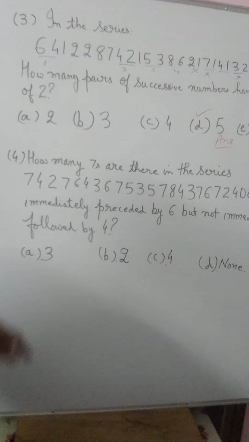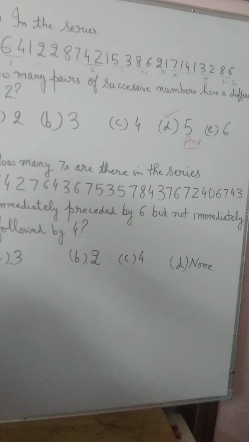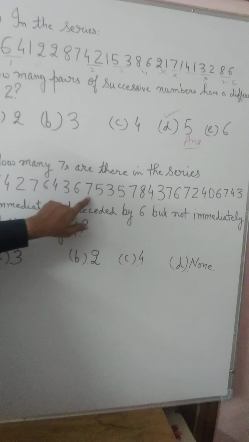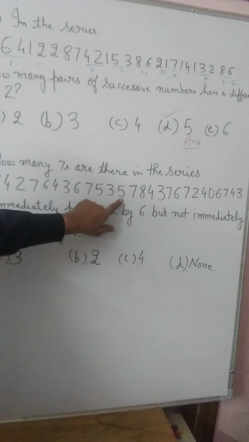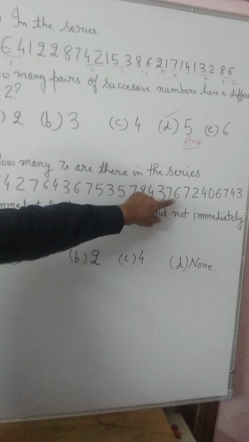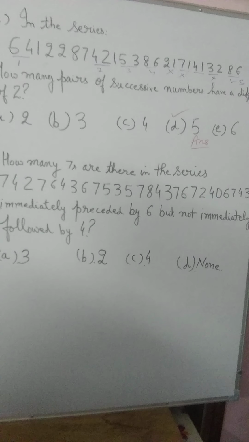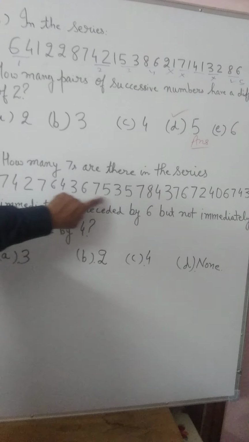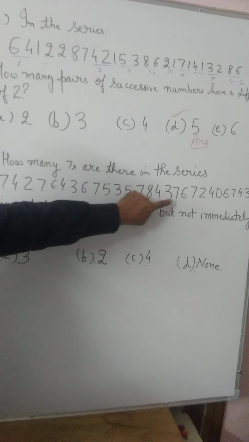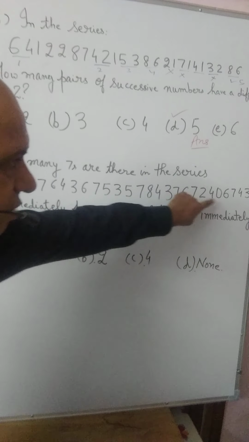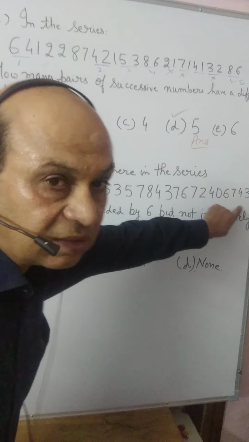How many 7s are there in the series? 7 4 2, 7 6 4, 3 6, 7 5 7, then 3 5 7, 8 4, 3 7 6, 7 2 4 0, 6 7 4 3. This is the longest series I have taken so that we shall be able to understand the concept very carefully, with its complexity.